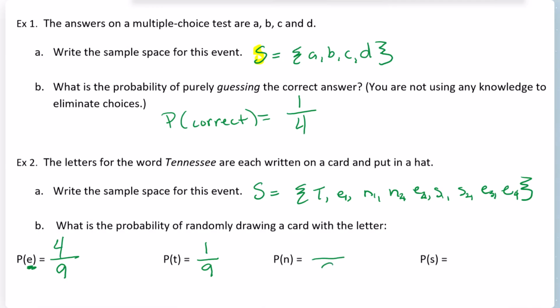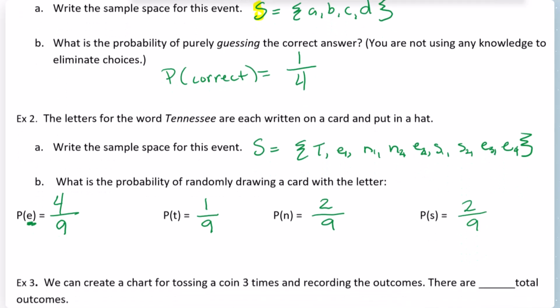Probability of drawing an N, again, the nice part here, denominator stays the same because we had 9 different letters that we wrote on cards. 2 are N's, so 2 out of 9. And again, of the 9, the probability of getting the S is 2 out of 9. So we've done some examples there, multiple choice, writing letters on cards.